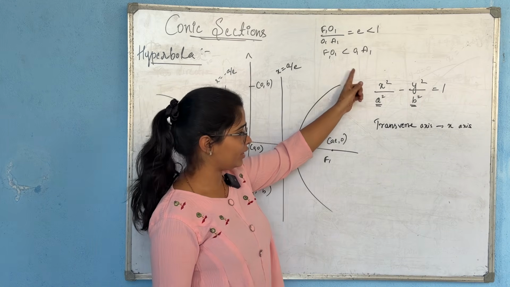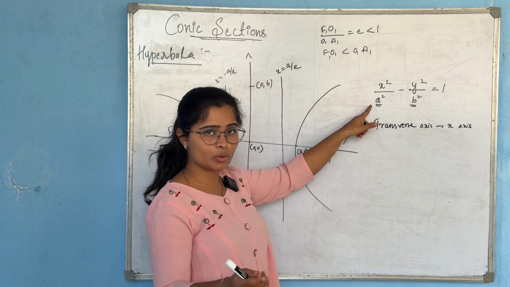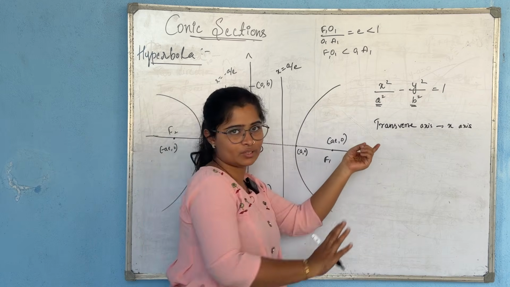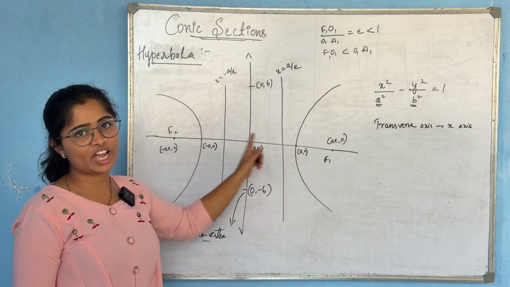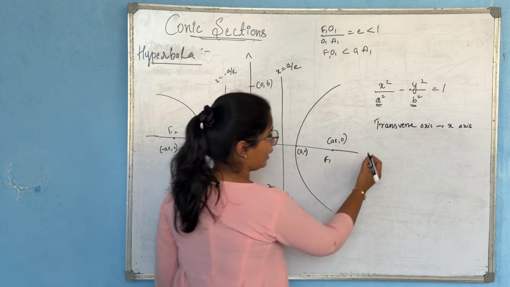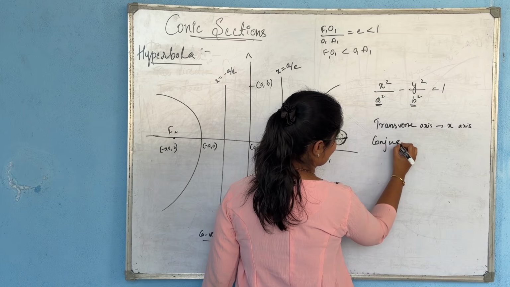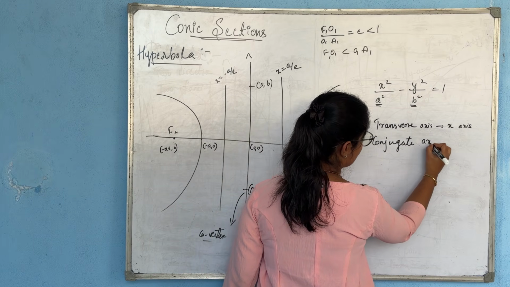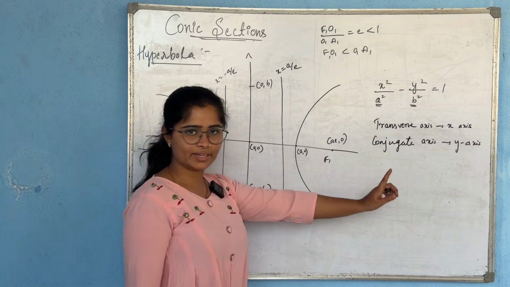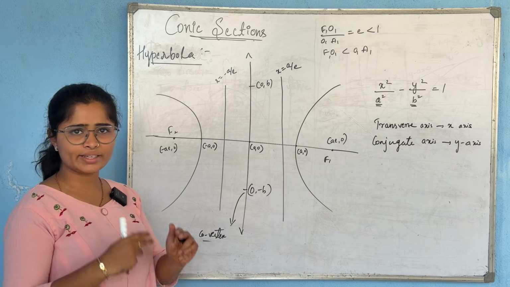That is, if in the denominator of x square, a square is greater than the value of b square, then this is the opening of the hyperbola that we will see. That is, it will be along the x axis. Clear? And the conjugate axis will be the y axis here. This conjugate axis will be the y axis, and all the things follow up the same.